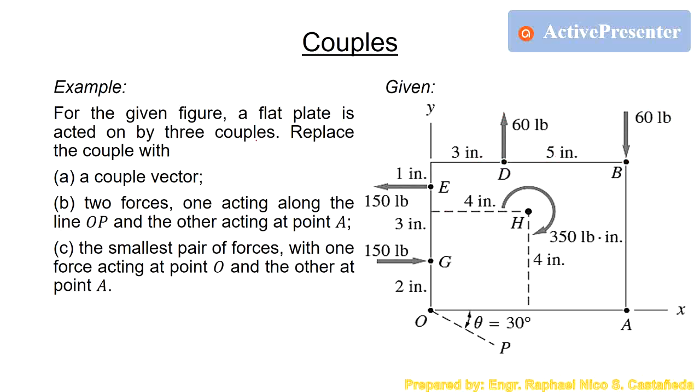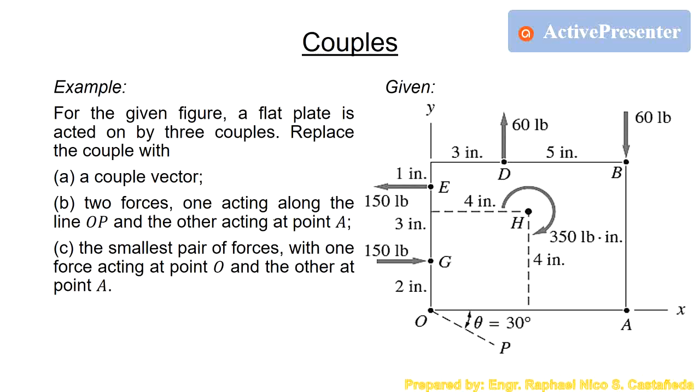Now, the first question, letter A, is to replace the couple with a couple vector. Basically, since the couples are acting on the xy plane, using the right hand rule, we can say that the couple vector is in the z direction. It may be positive or negative based on the direction, whether counterclockwise or clockwise.